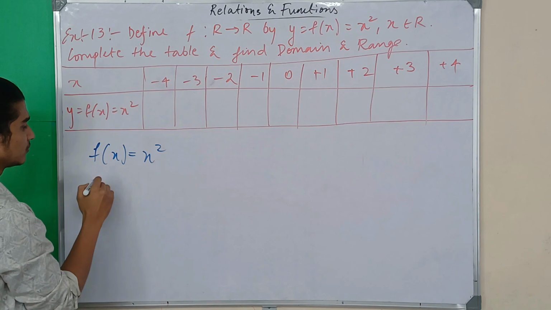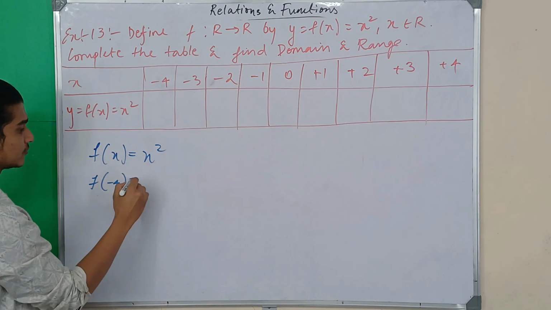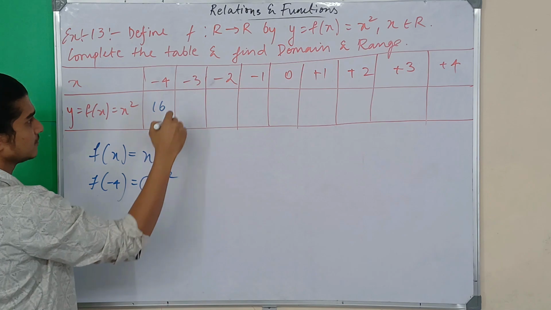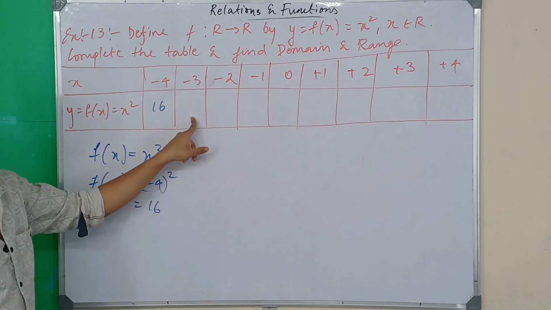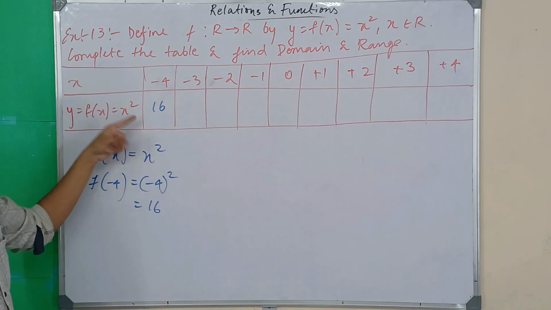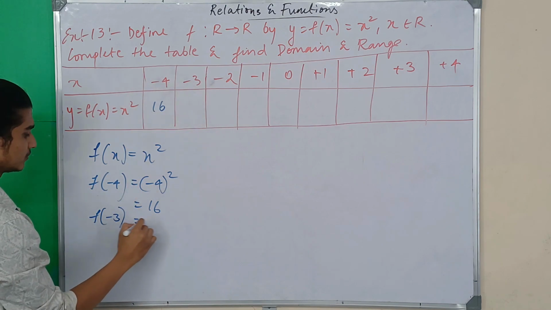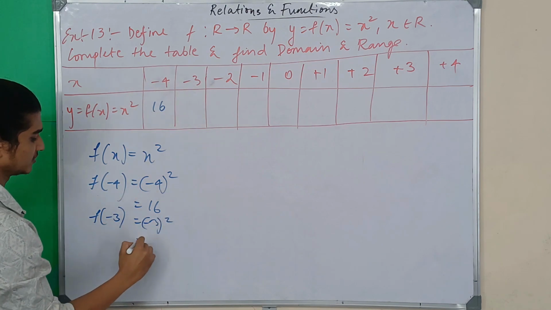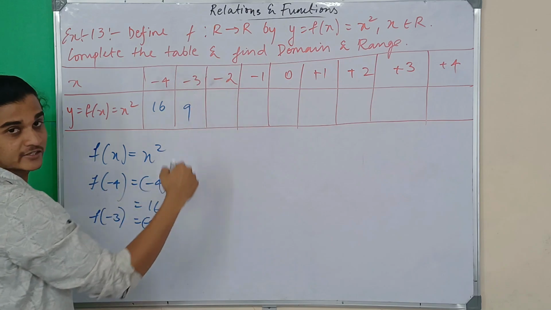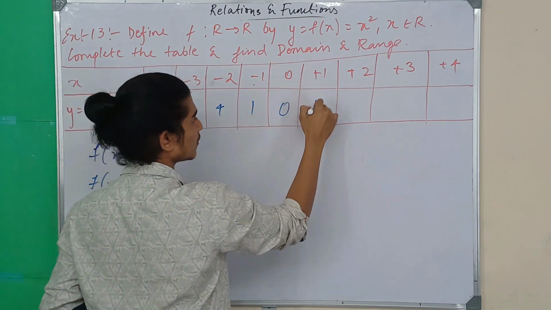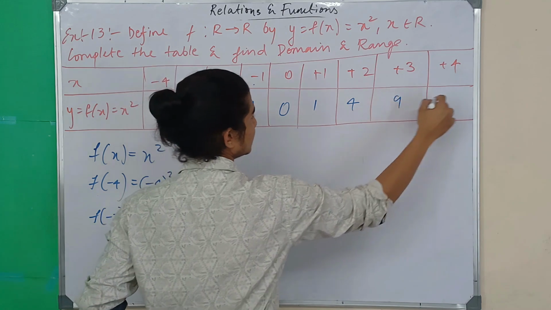So first value is minus 4. So f of minus 4, minus 4 whole square is 16. So we basically have to square the number and write it over here. That's basically what the function tells. Next is minus 3. Minus 3 whole square is 9. Minus 2 whole square, 4. Minus 1 whole square, 1. 0 square, 0. 1 square, 1. 2 square, 4. Then 9, 16.